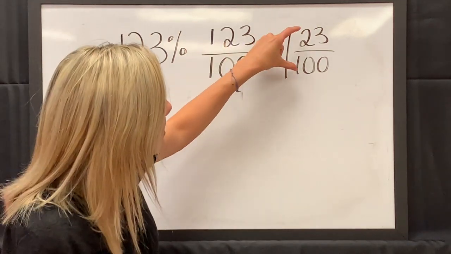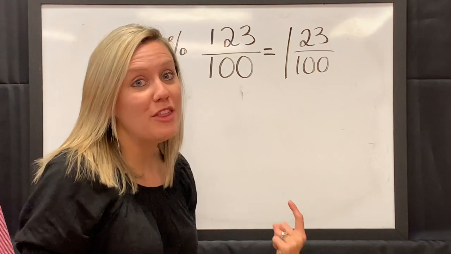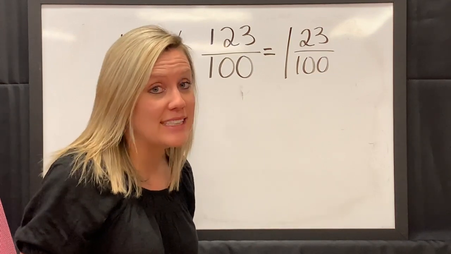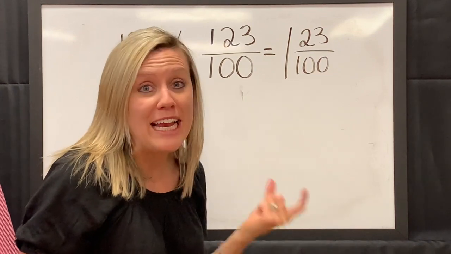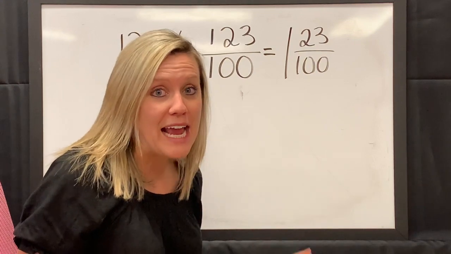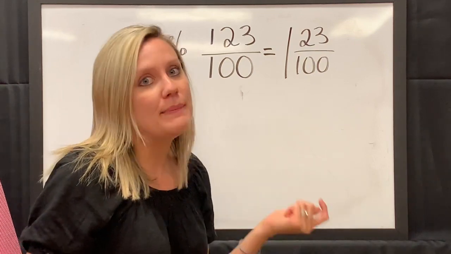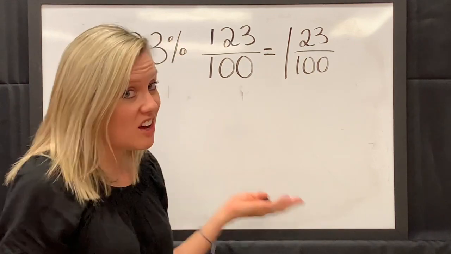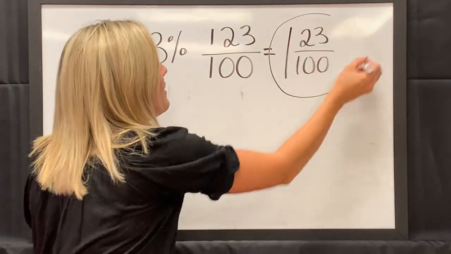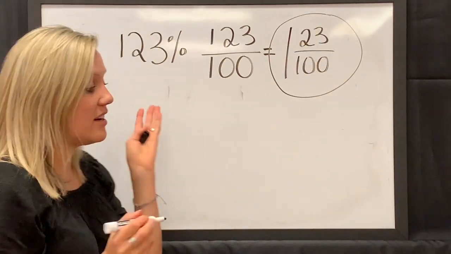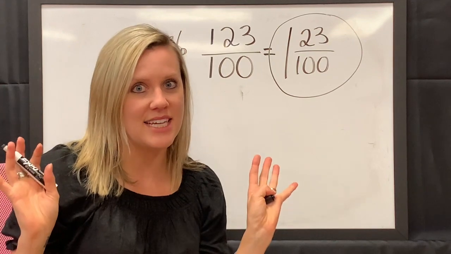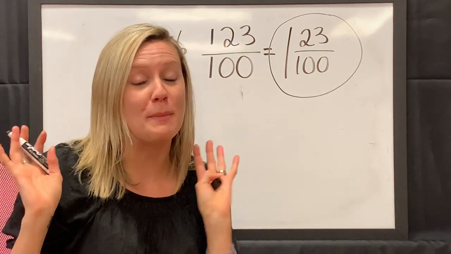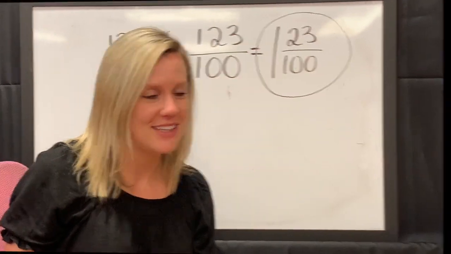Now I'm just going to look at this part of my fraction, the 23 over 100, and I'm going to ask if I can reduce it. Are there any numbers that go into 23 and 100 evenly besides the number 1? And there's not. So this is my fraction for this percent. One more like that, and we will move on to turning percents into decimals.